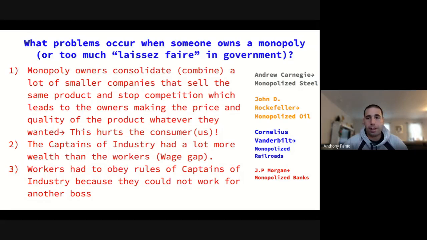It's not the problem that they were rich and had a lot of money. It was the fact that a lot of their workers didn't make that much. So they were hoping that they could be paid a little bit more.